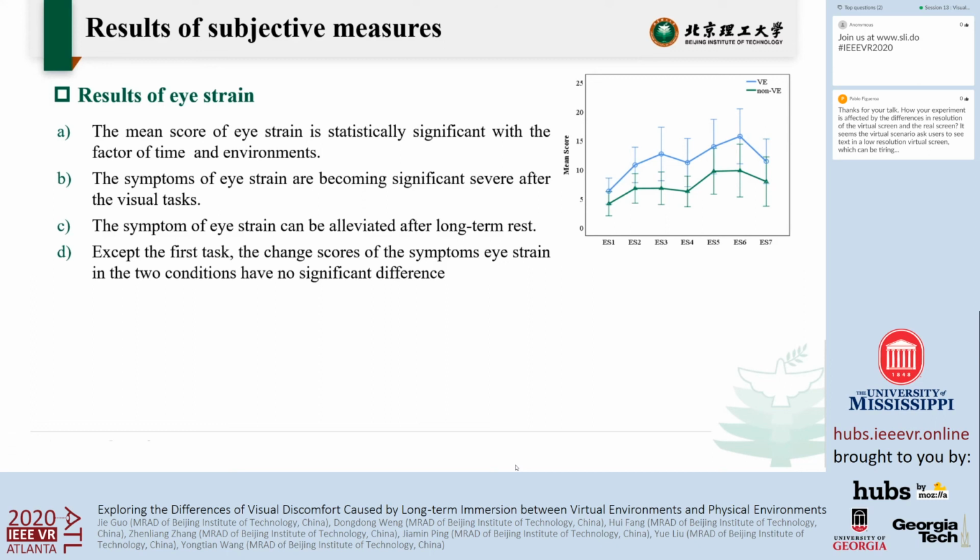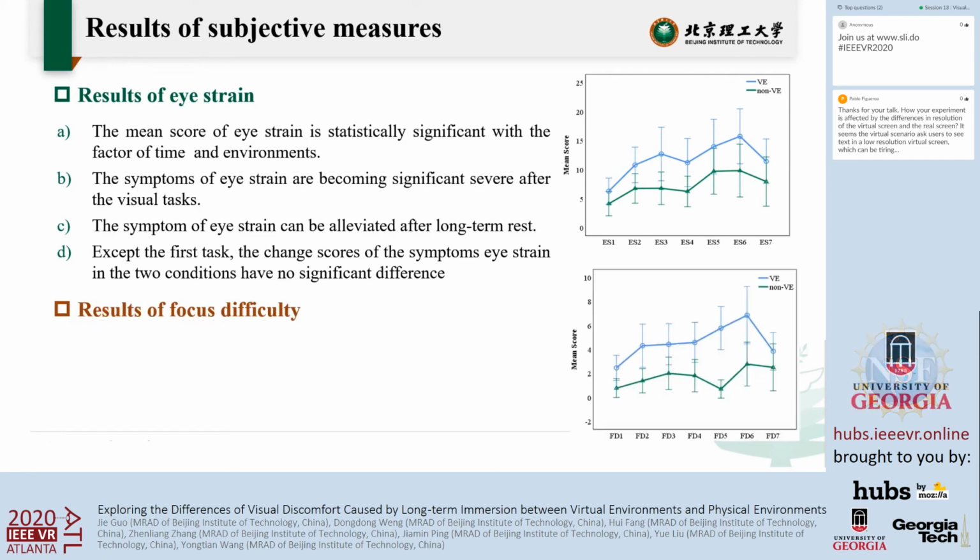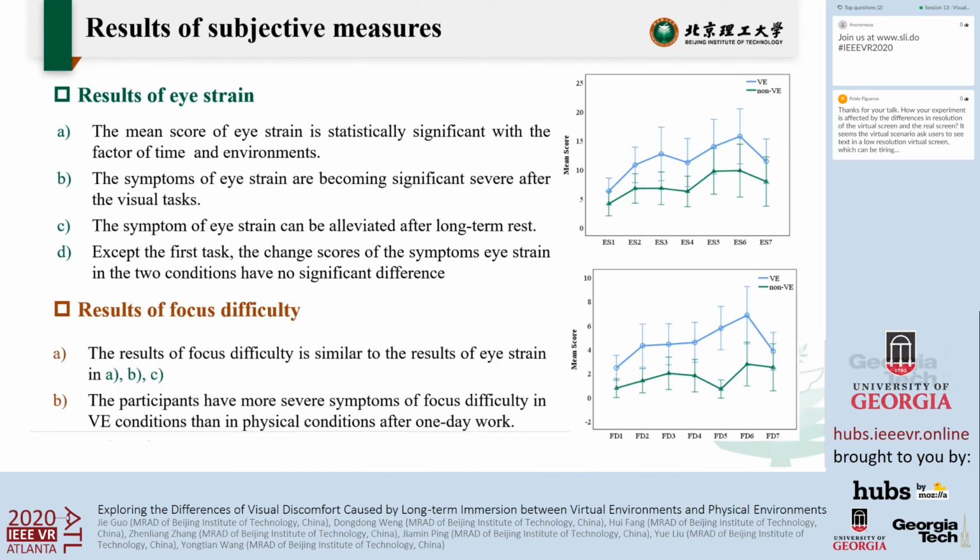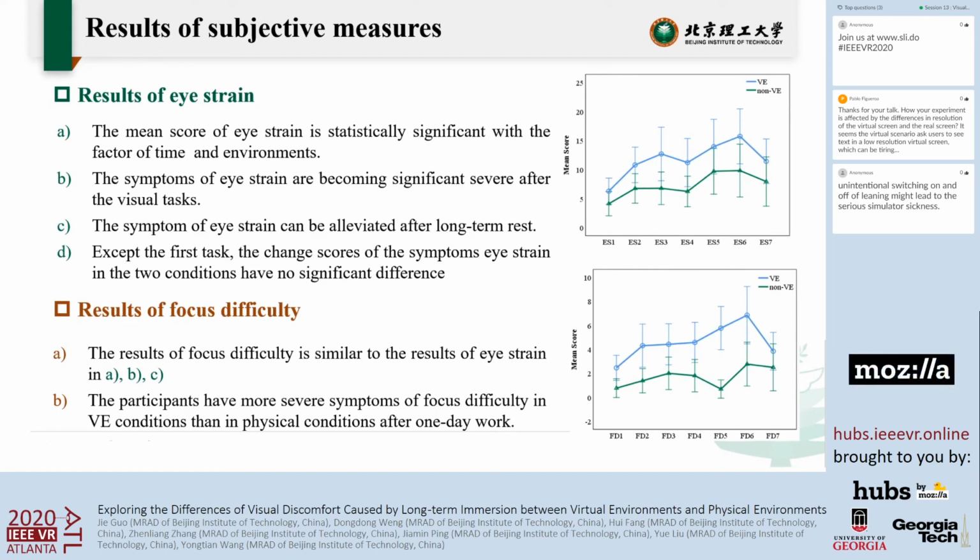The result also shows that, except for the first task, the change in score of the eyestrain symptom in the two conditions has no significant difference. It means that the eyestrain in the first task is the most severe between the two groups. The result of the focus difficulty is similar to the eyestrain at points A, B, C, but it is different at D. The participants have more severe symptoms of focus difficulty in virtual environment conditions after 1 day of work.